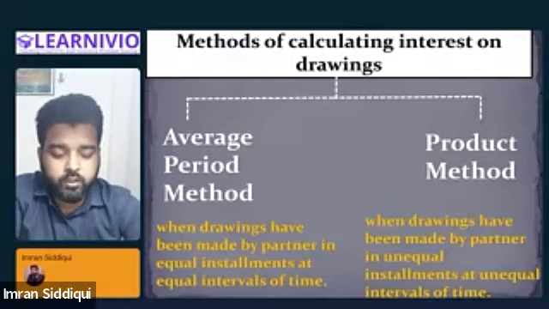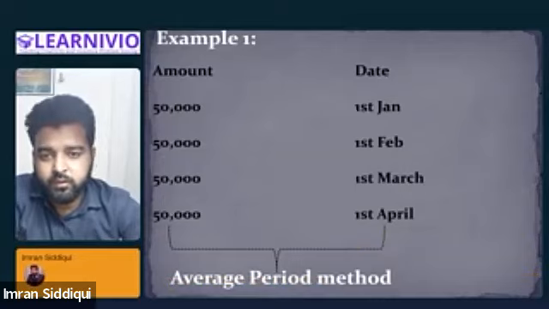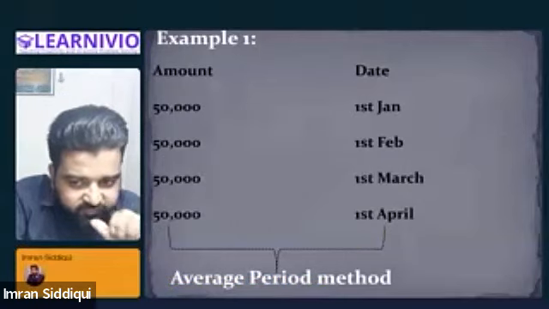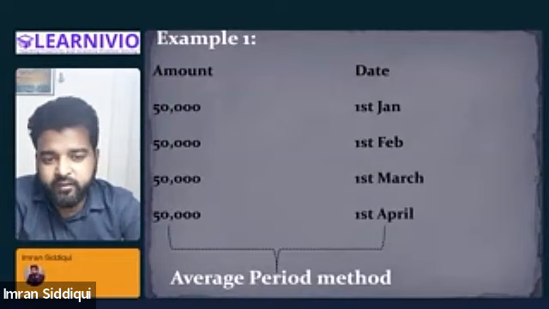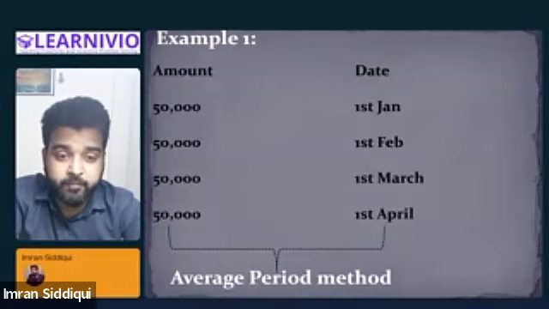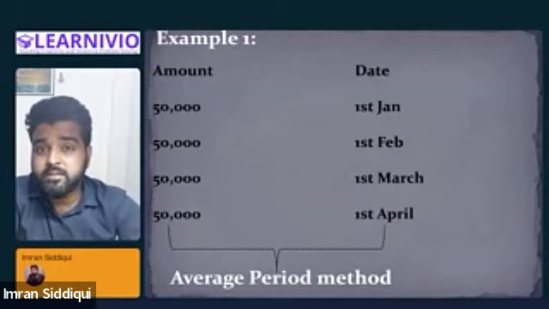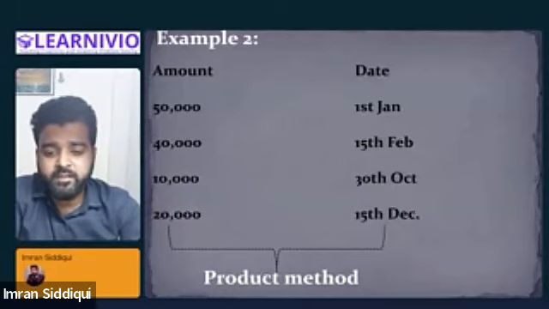So now let's move to the next slide and quickly note down the formula as well. Now, see, these are the various examples through which I've tried explaining in what situation we'll apply the average period method and in what situation we'll apply the product method. Like here you can see the amount of drawing is same, right? Same amount has been withdrawn, 50,000, after the same interval of time. First drawing was made on 1st of January, then 1st Feb, then 1st March, then 1st April. So here you can see this interval is same and the amount of drawing is also same. So therefore, in this situation, we'll be applying the average period method.